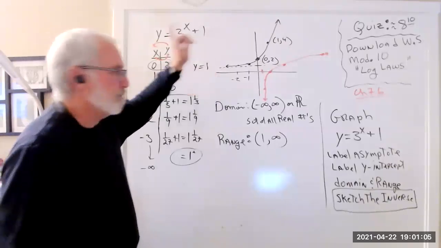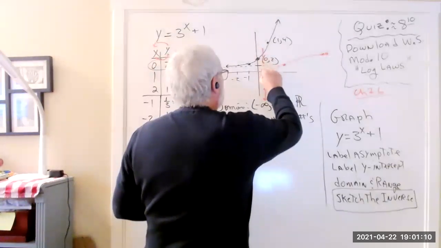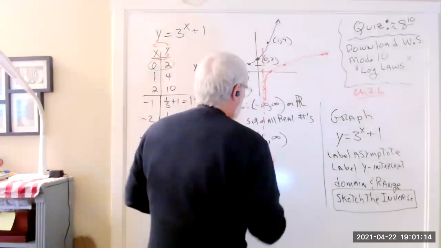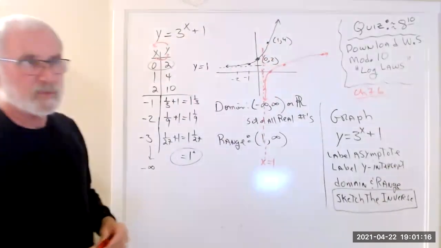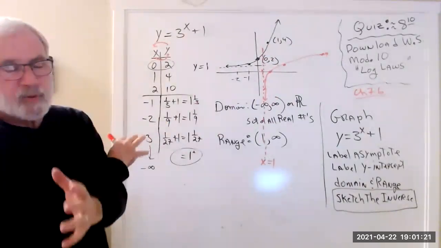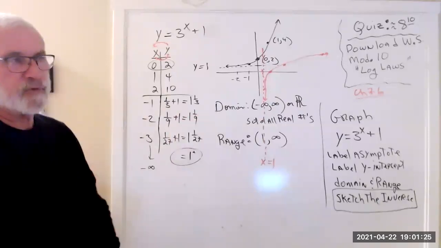X equals 1. Bingo. X equals 1, and that is a vertical line like that. So to sketch the inverse, all x's get swapped with all y's. And then you just graph from that point onward.